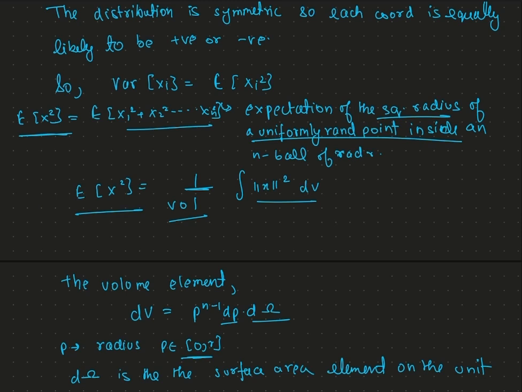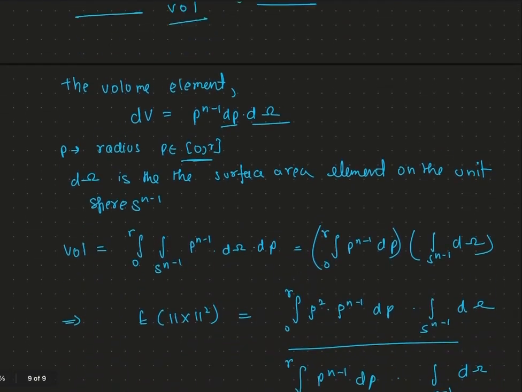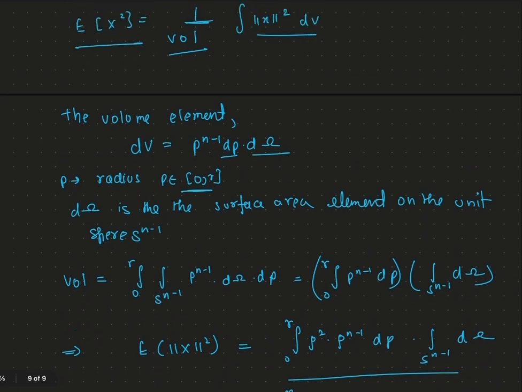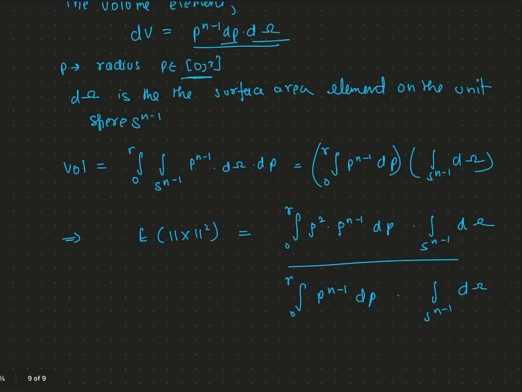If we find the expectation, it will be the integration of |x| square dV upon the volume. To calculate the volume element, dV will be the volume element, and its value will be rho to the power n minus 1, d rho, times d omega, where d omega is the surface area element on the unit sphere S^(n-1).